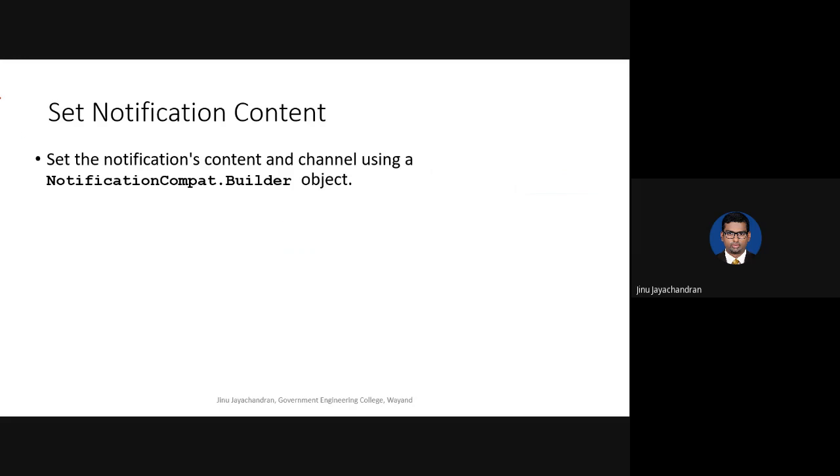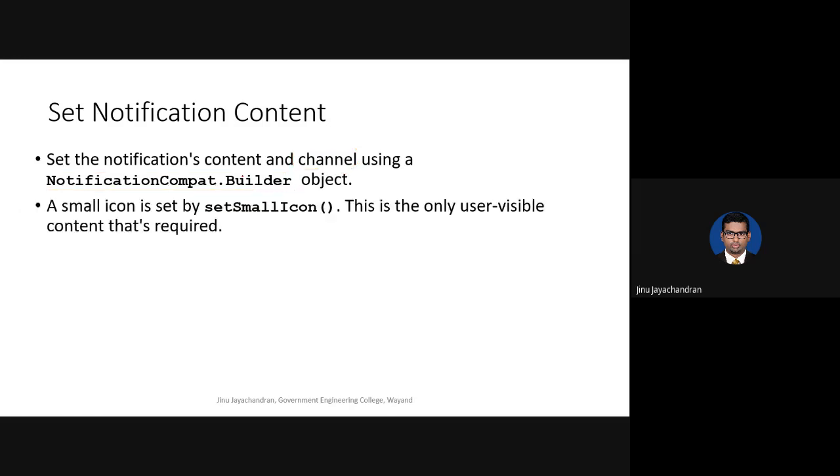Now, when you are implementing a notification, you need to set the notification content and something called a channel, using this NotificationCompat.Builder object. This is an object which is already defined by the operating system. The application can use this object to create the notification content. For example, a small icon is set by setSmallIcon. This is the only user-visible content that is required.